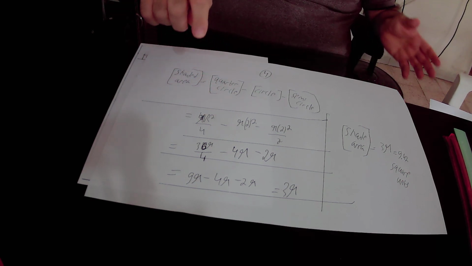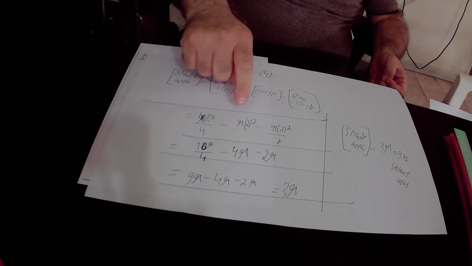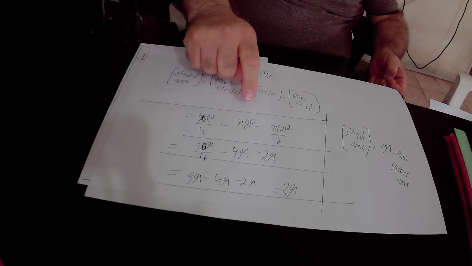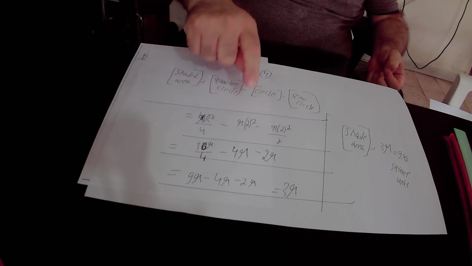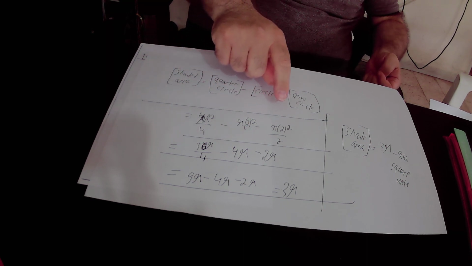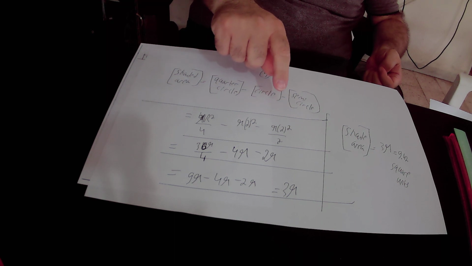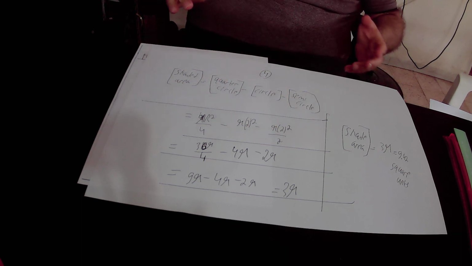So in conclusion, the area of the quarter circle equals 36 pi over 4, minus the area of the circle, that is pi times 2 squared. 2 squared is 4, so 4 times pi is 4 pi. So it is minus 4 pi. That is the area of the circle, minus the area of the semicircle, that is pi times 2 squared over 2. 2 squared is 4, and 4 over 2 is 2. So in conclusion, the area of the semicircle equals 2 pi.